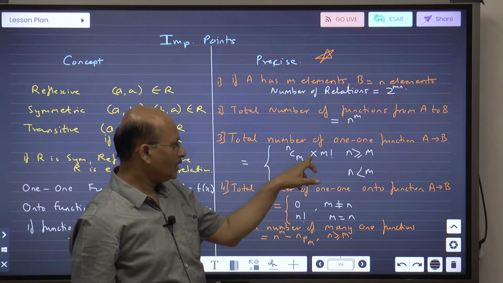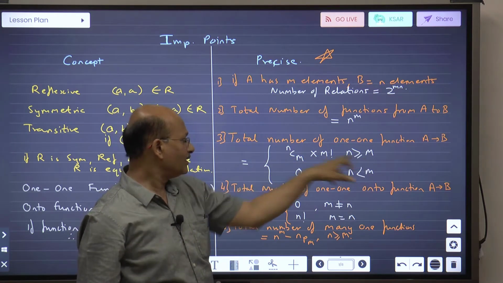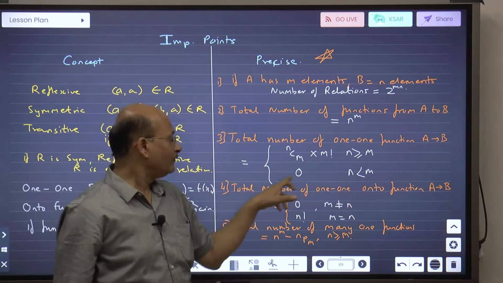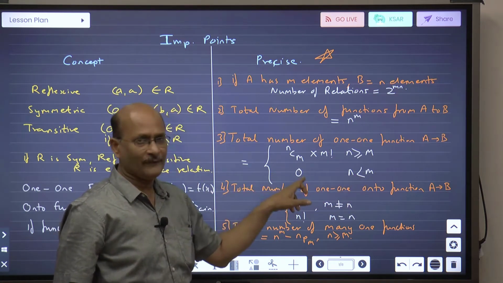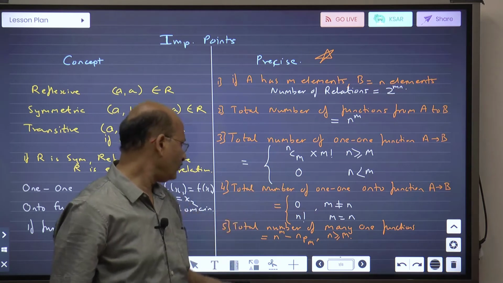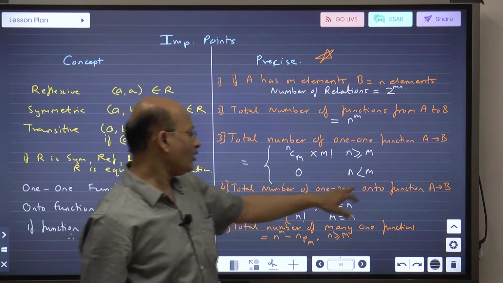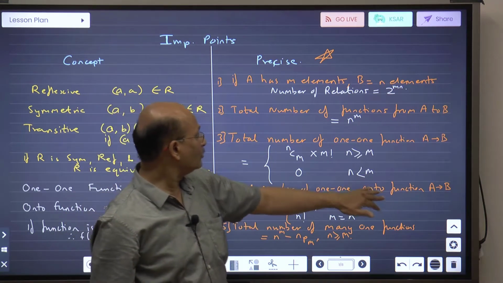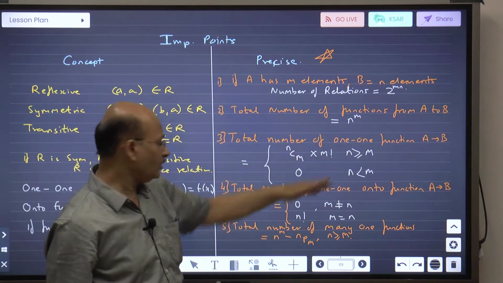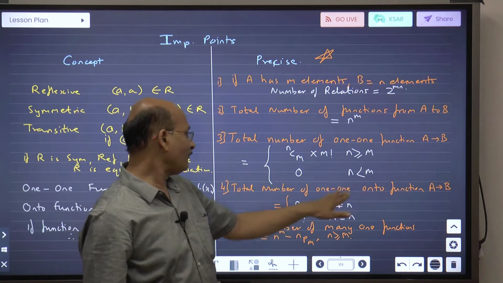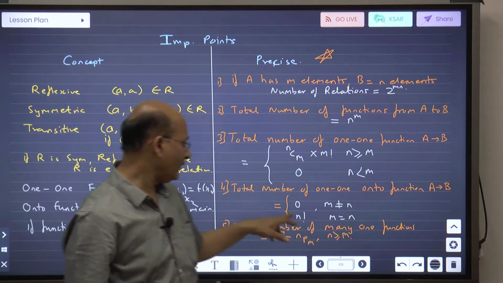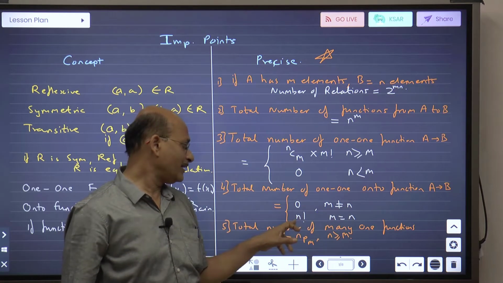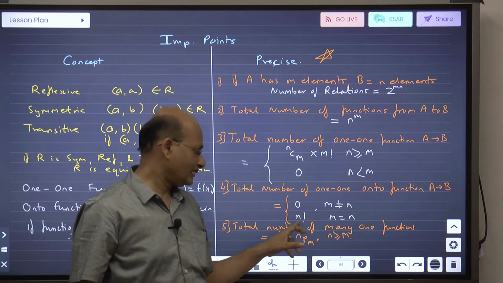nCm into m factorial. This is the number of one-one functions. If n is less than m, then the number of one-one functions will definitely be 0. Now the total number of one-one as well as onto functions, this is very important. It will be 0 if m is not equal to n. If m is equal to n, it is n factorial. It's as simple as this.